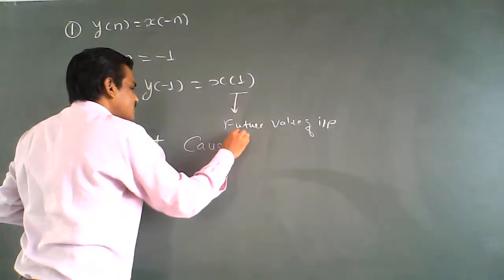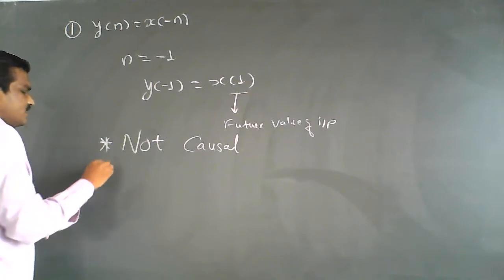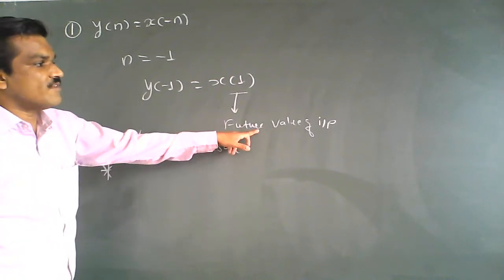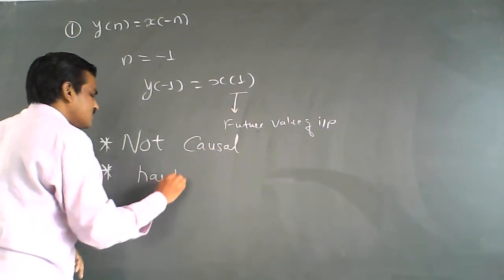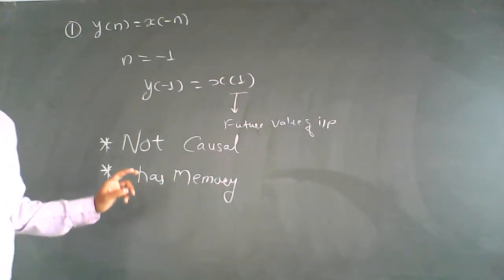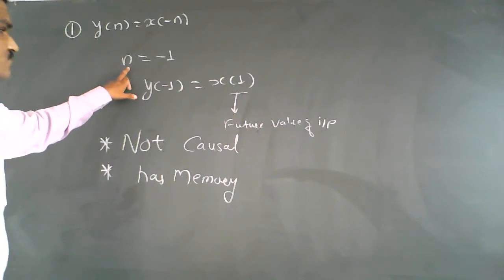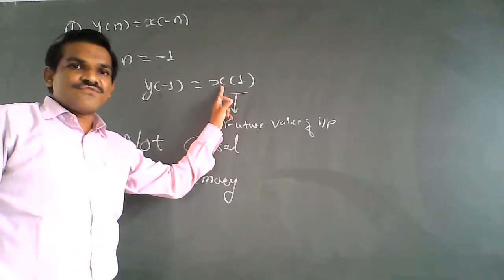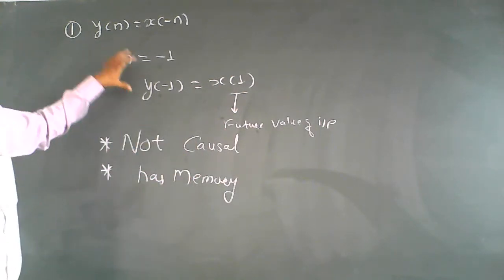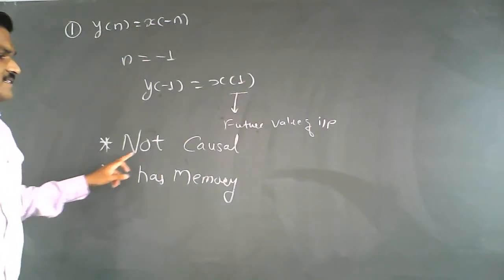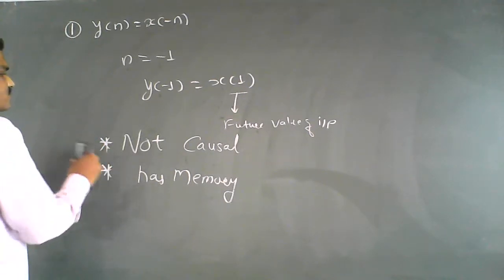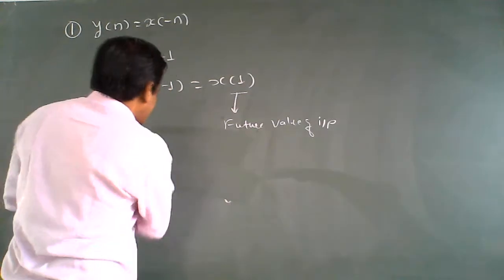Not causal, and we can remark that the system has memory because it requires a future value of input. If you put n equal to minus 1, we get y of minus 1 is equal to x of 1. Based on the definition of causality and memory, this system y of n is equal to x of minus n is not causal, and it has memory. Remember this.